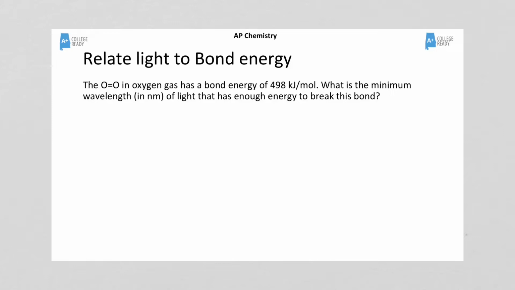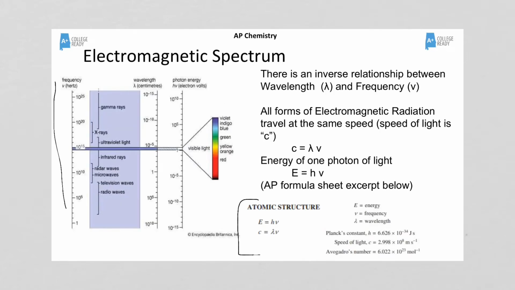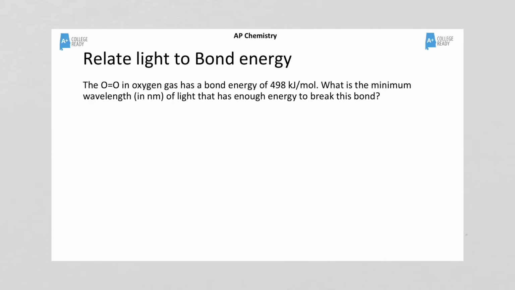So notice that bond energy is still an energy value, so delta H is an enthalpy value, 498 kilojoules per mole. If we go back to the previous slide, notice this energy formula on the formula sheet, this is a mistake kids make, is only for one photon. So what we're talking about, a mole of bonds would need a mole of photons to break. So the first thing we need to do is get this into a simpler form. Not a mole of bonds, we need one bond. So we need to change kilojoules per mole to joules per photon. Then we can use this energy formula.